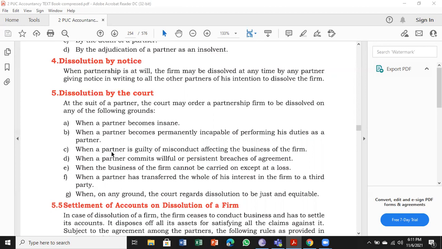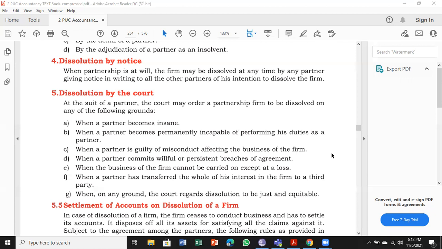The third one, when a partner is guilty of misconduct affecting the business of the firm. Misconduct means misusing the assets, resources, name of the business or the goodwill of the business. It may affect the business in a bad way, so the business has to be closed. Then a partner may not follow the rules and regulations of the partnership agreement. He breaks the rule.